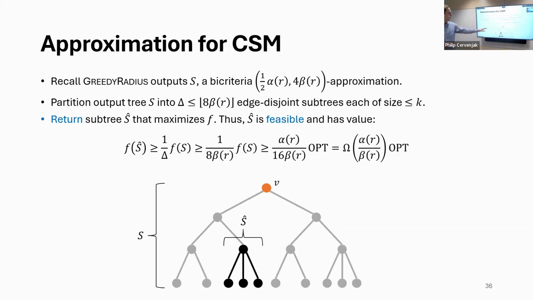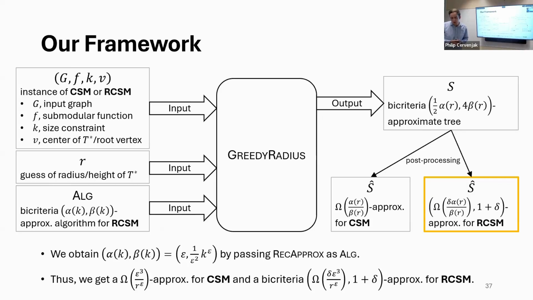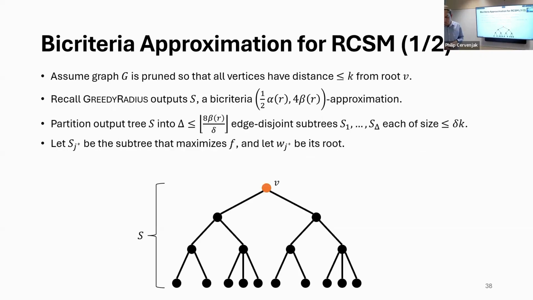Yeah, so that might be one of the subtrees that we get. And then finally, to get this bi-criteria approximation for the rooted problem, where we reduce the violation factor, we do something a bit similar, but we just have to add a connecting path. Actually, before we run this procedure, we have to assume that the graph is pruned so that all vertices from the root have distance at most k.